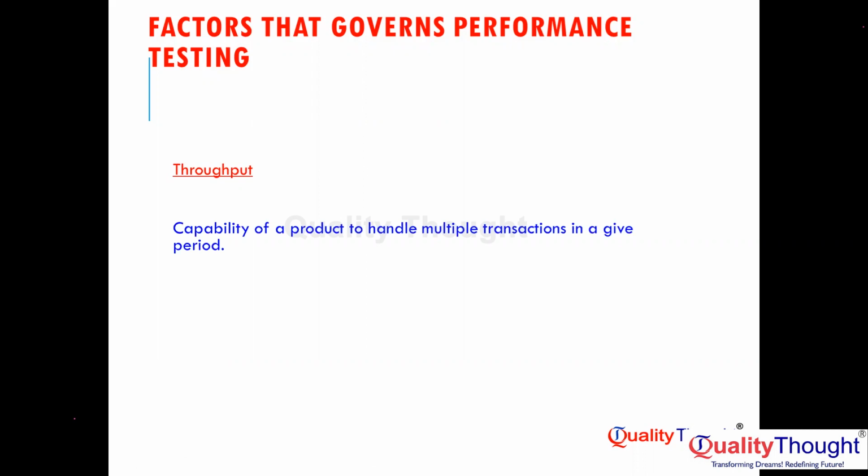Capability of a product to handle multiple transactions in a given period of time. How many fund transfers can we do per minute? How many logins can we do per minute? How many other transactions can we do per period of time? Every transaction is exchanging data, right? So that is the amount of data transferred.